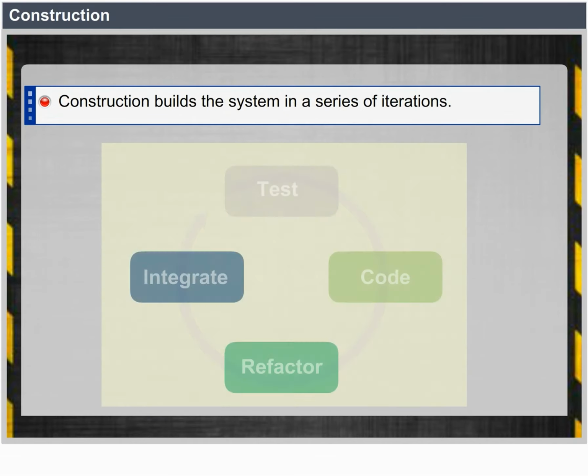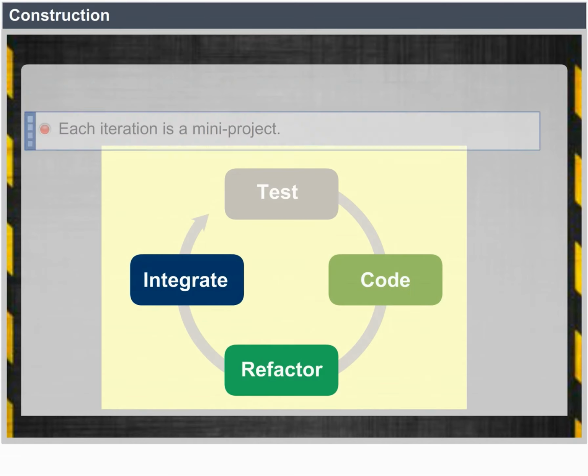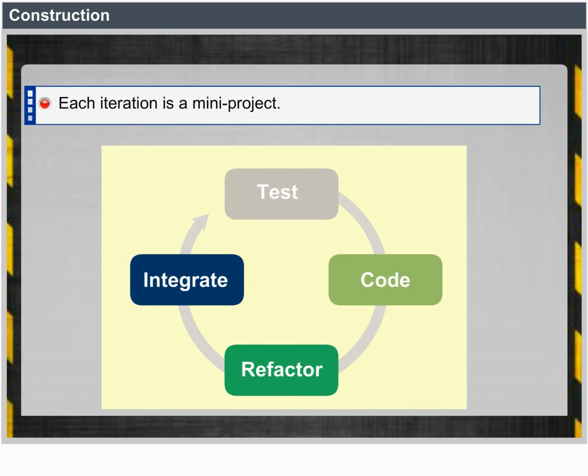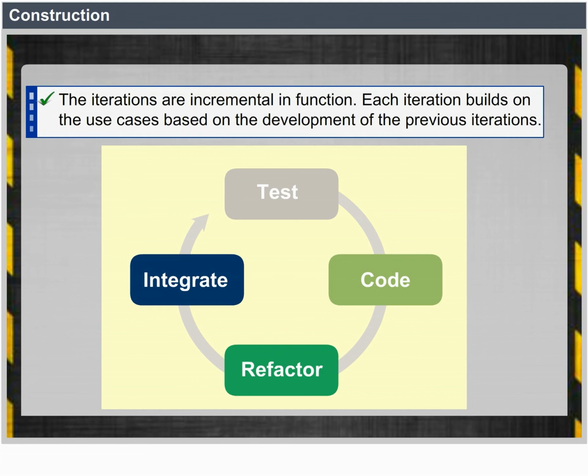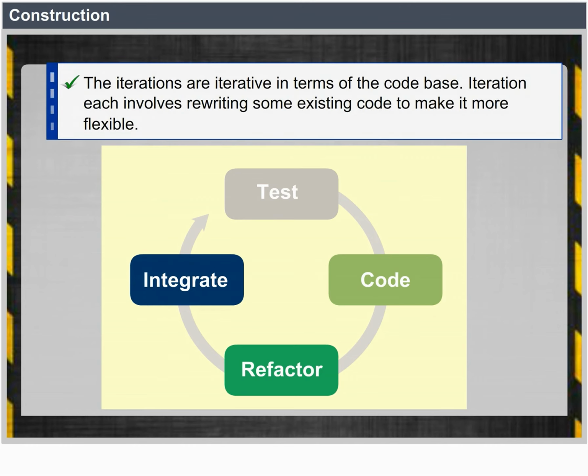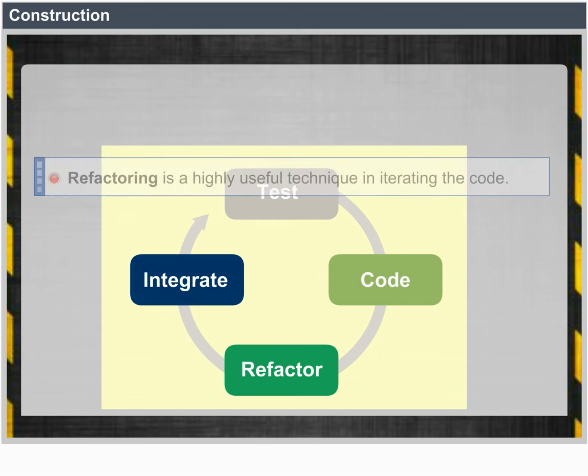Construction. Construction builds a system in a series of iterations. Each iteration is a mini project. The iterations within construction are both incremental and iterative. The iterations are incremental in function. Each iteration builds on the use cases based on the development of the previous iterations. The iterations are iterative in terms of the code base. Each iteration involves rewriting some existing code to make it more flexible.